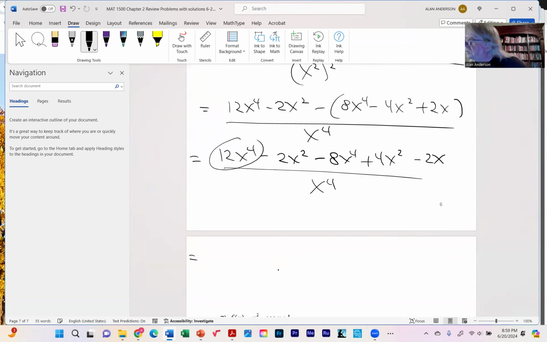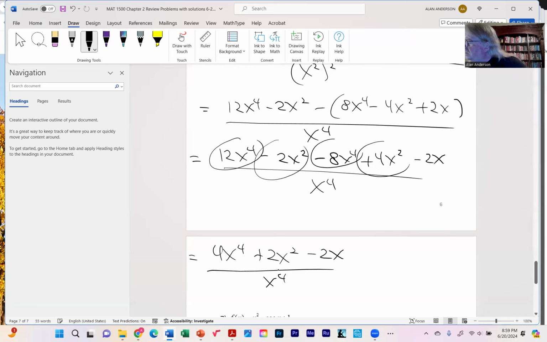All right, we have two like terms here. We have 4x to the fourth. We have two squared terms. All the terms have an x at least in common, so I can reduce this to 4x cubed, 2x, minus 2, for x cubed. That's as simple as it's going to get.